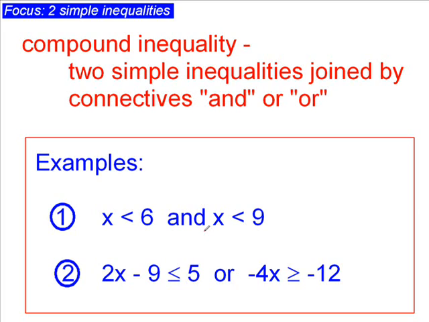In the first example, we have x is less than 6 and x is less than 9. This is an example of a compound inequality. While the second example looks a bit more complicated, it's still just two simple inequalities joined by the word "or."